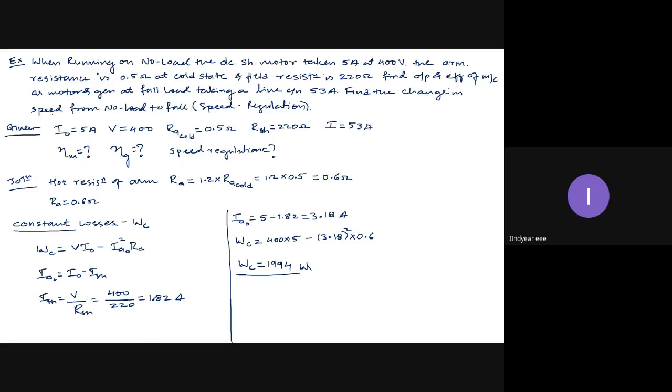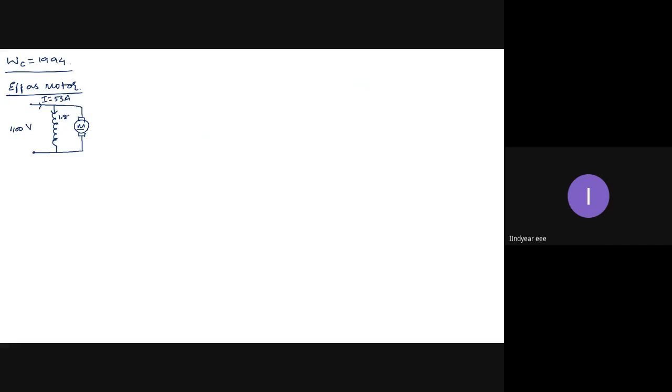What we got here? 1.82. So this is my I. Therefore, IA is equals to I minus ISH. This is a motor. So this is 53 minus 1.82. Therefore, IA is equals to 51.18 amperes.